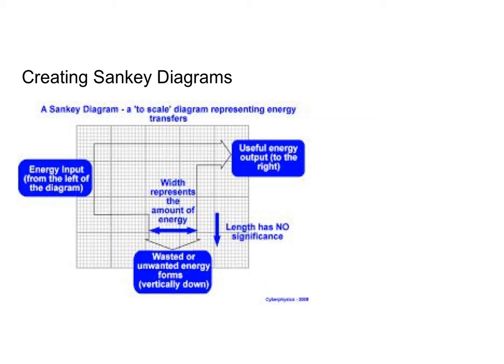So if we have any energy that's being wasted, we're going to point those arrows down to show that it's not being used as useful energy output. And again, the width of the arrow represents the amount of energy that's lost. And then finally, pointing to the right, we have our useful energy. And again, the width of that arrow represents the amount of useful energy. Now, one other key thing, guys, is that the length of our arrows is not important. It does not matter. The only thing that matters here is the width of my arrows.